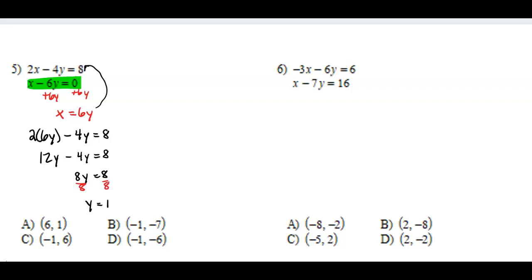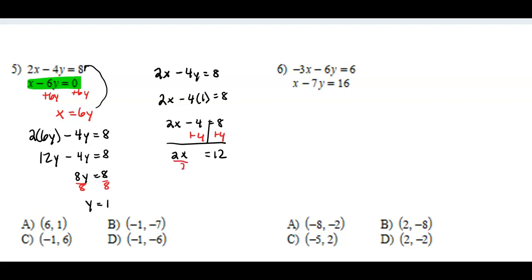All right, so I've got y is equal to 1. Now plug into either equation to get x. Let's just use the first equation here. So 2x minus 4y equals 8. And I know what y is this time. 2x minus 4 times 1 equals 8, because remember, we solved for y down there. 2x minus 4 equals 8. Our friend, a two-step equation. Let's add 4 to both sides. So we get 2x equals 12, and then obviously divide by 2. So x is equal to 6.